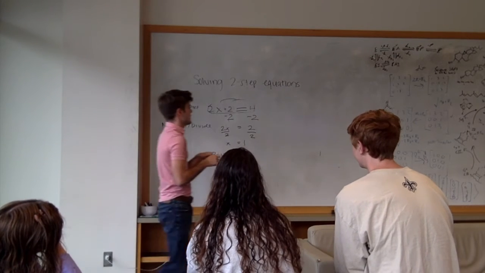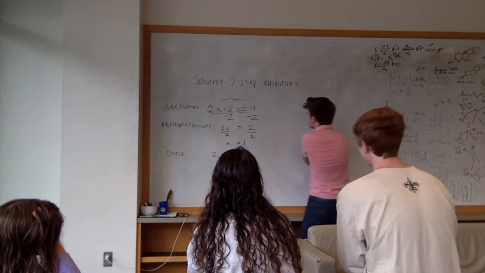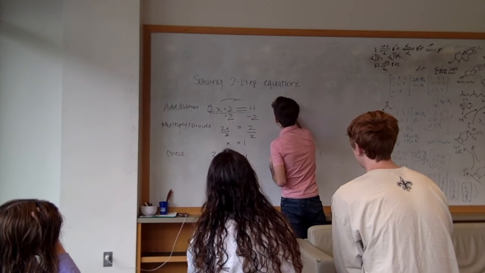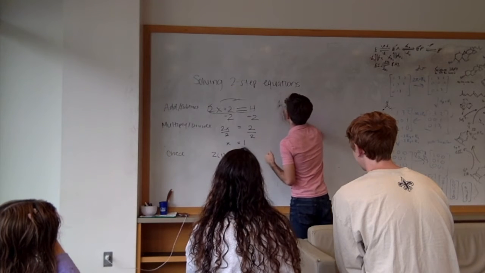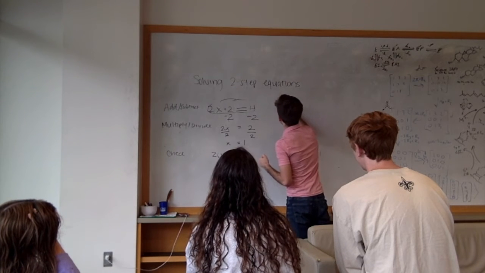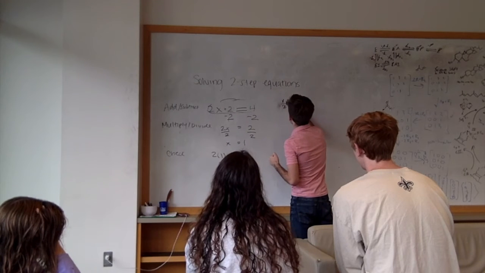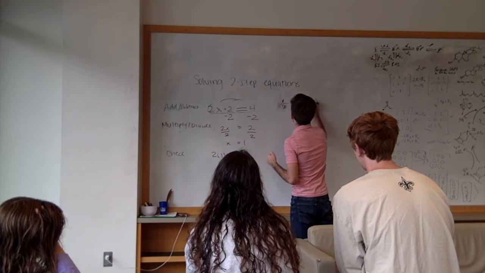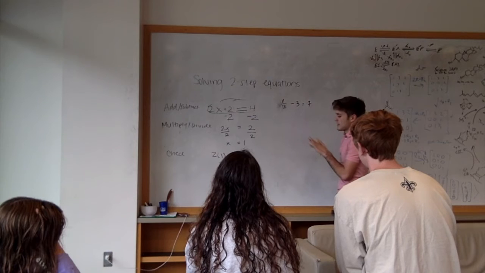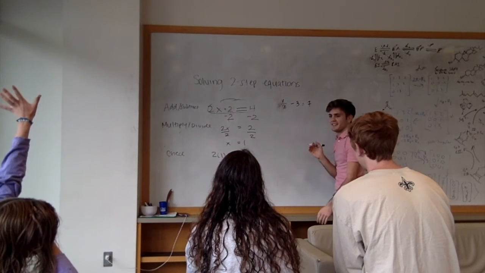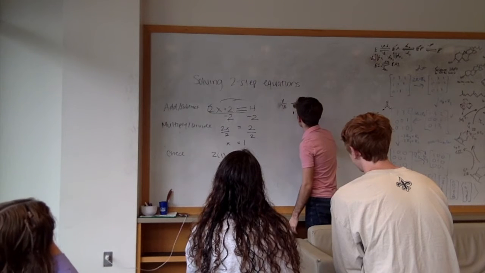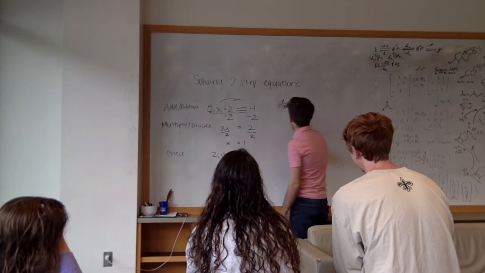Okay? So let's try something a little bit harder. Let's do 1/2 x. I'll write that differently. All right, x over 2 minus 3 equals 7. Okay? So who can tell me what my first move is here? Add the 3 to both sides. I'm going to add 3 to both sides. That was a great suggestion.